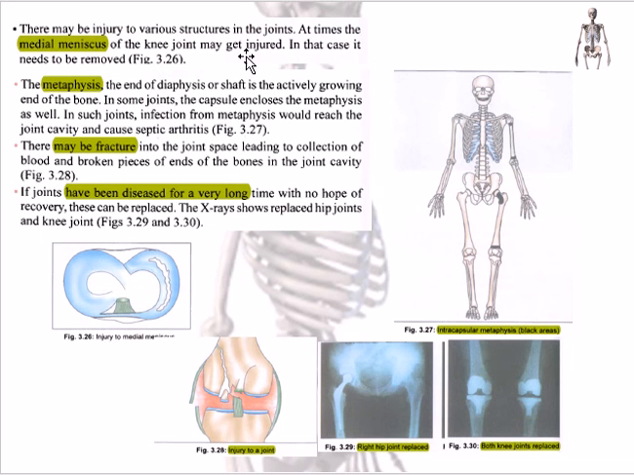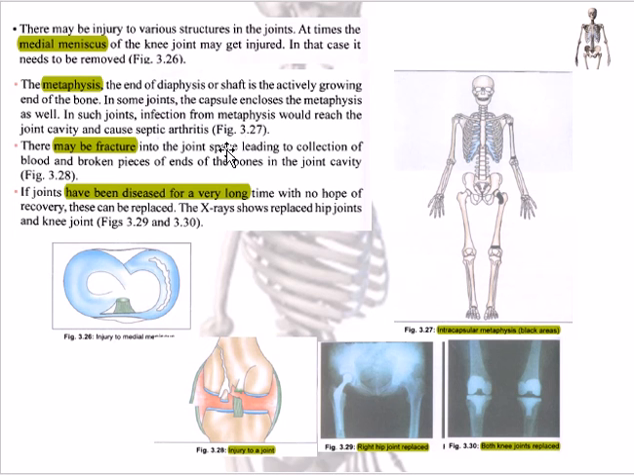There may be injury to the weight-bearing structures in the joints. At times, the medial meniscus of the knee joint may get injured. In this case, it needs to be removed. The metaphysis, the end of the diaphysis or shaft, is the actively growing end of the bone. In some joints, the capsule encloses the metaphysis as well. In such cases, infection from the metaphysis would reach the joint cavity and cause septic arthritis.